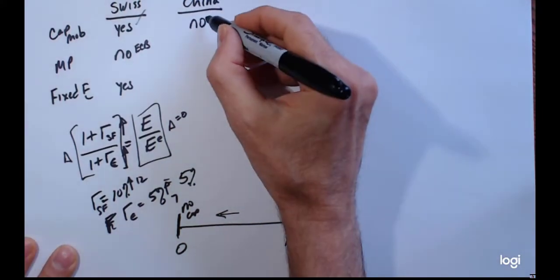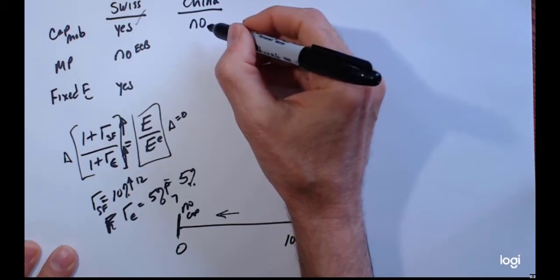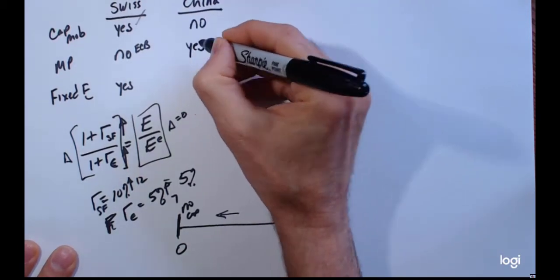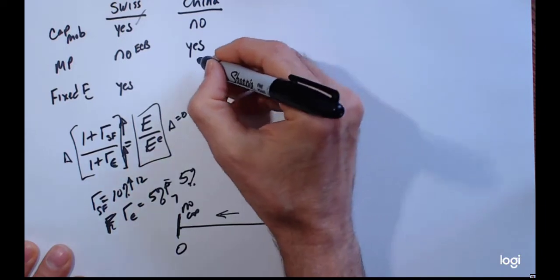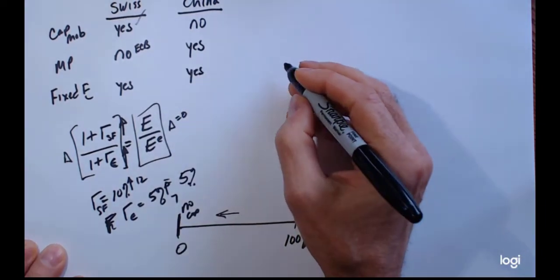So we're going to say China has no capital mobility, and there are restrictions on whether money can go into or out of China. Now, they have a monetary policy in China. We've looked at that a little bit before. And yes, they do have a fixed exchange rate. It's fixed to the dollar. So the trilemma problem is satisfied here.